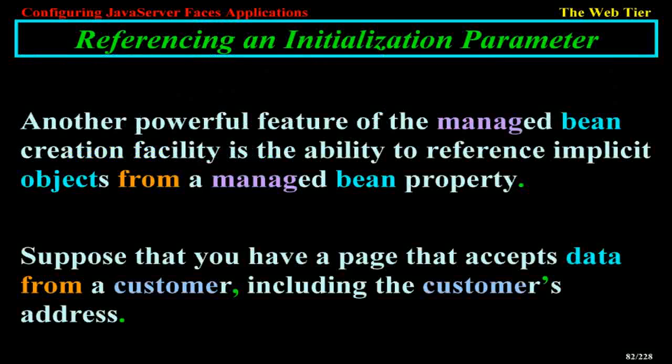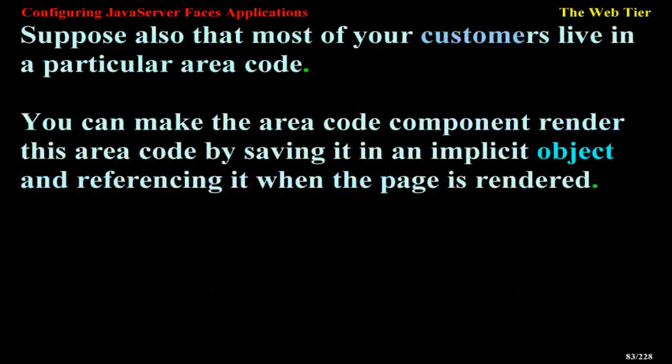Referencing an initialization parameter. Another powerful feature of the managed bean creation facility is the ability to reference implicit objects from a managed bean property. Suppose that you have a page that accepts data from a customer, including the customer's address. Suppose also that most of your customers live in a particular area code. You can make the area code component render this area code by saving it in an implicit object and referencing it when the page is rendered.